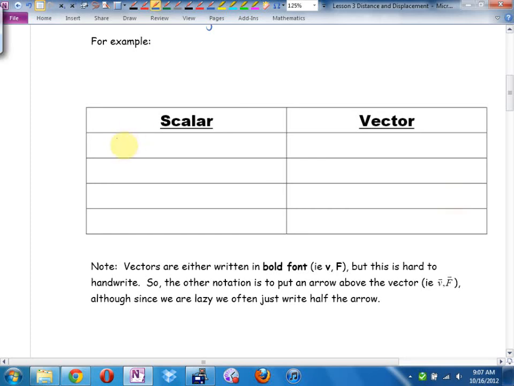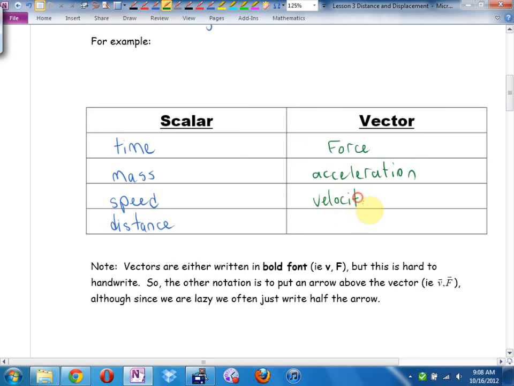Classic scalars: time, mass, speed, and distance. Classic vectors: force, which comes a couple units from now. Acceleration, it matters whether you're accelerating forwards or backwards, or up or down. What's the vector equivalent of speed? Velocity. Who remembers from Science 10, what's the vector equivalent of distance? Displacement. Nice.